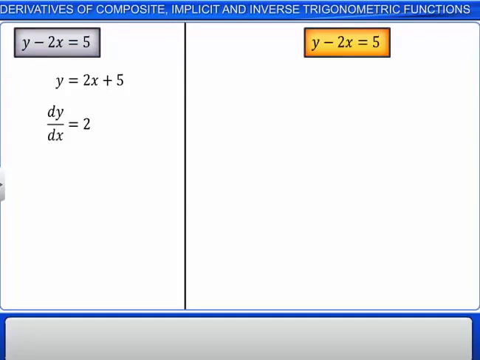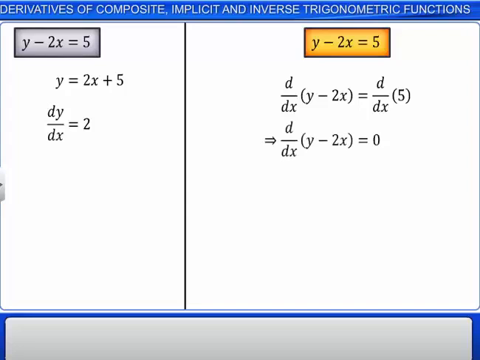Thus, we have d by dx of y minus 2x is equal to d by dx of 5. We know that the derivative of a constant is 0. Now, by the property of derivatives, we get dy by dx minus d by dx of 2x is equal to 0. This implies that dy by dx minus 2 is equal to 0. Therefore, dy by dx is equal to 2.